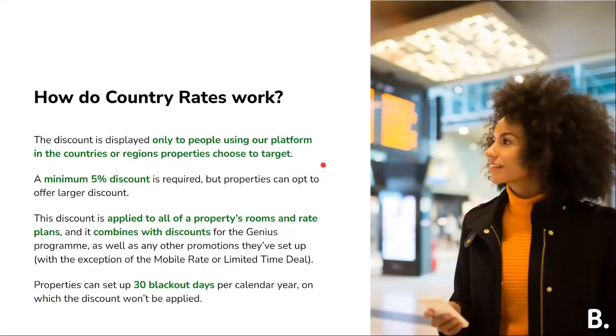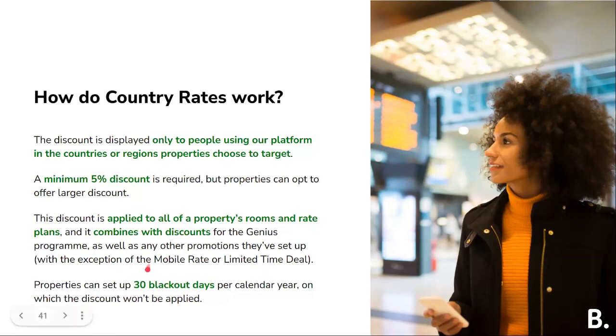So how do they work? You can start the country rate at a minimum discount of even 5% by choosing the countries of your choice. This is applied to all the properties, rooms and rate plans, and it combines with discounts like the Genius discount if your property is on Genius. Important point here: let's assume the country discount is activated and so is the mobile deal. The country deal and the mobile deal do not stack or combine with each other. They will only stack with the Genius deal if you have it.